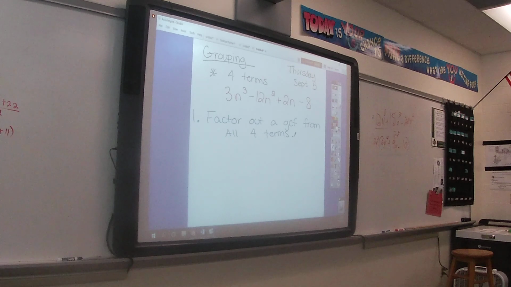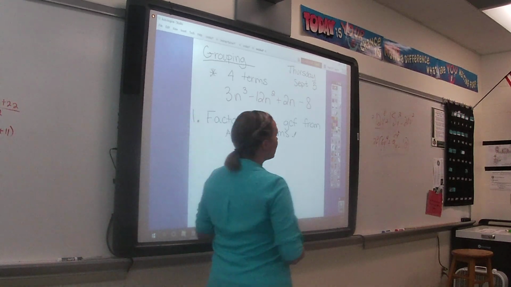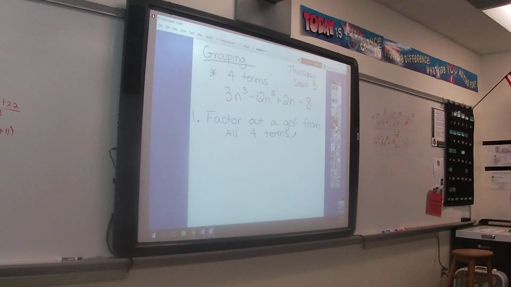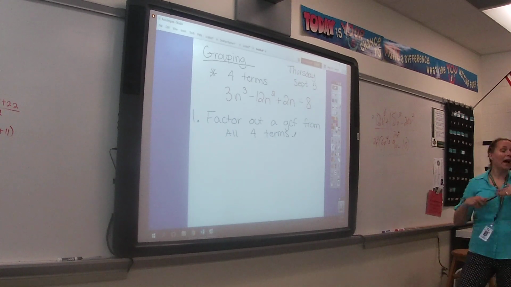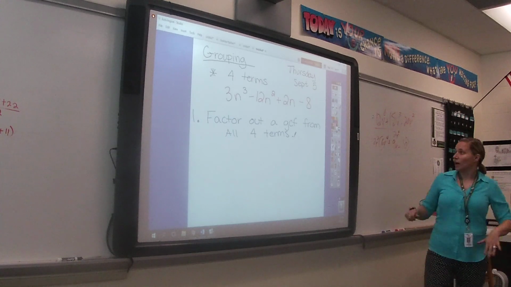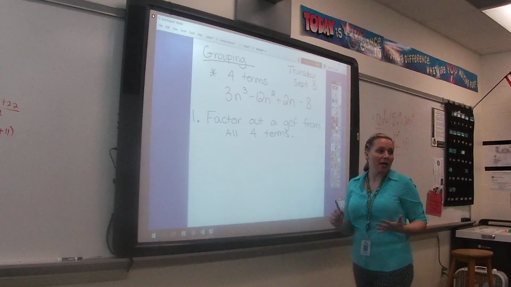It says to look at all 4 terms just like we were doing and see if there's a GCF. So can we think of a number that will go into 3, that will also go into 12, that will also go into 2, that will also go into 8? Just 1, right? Do they all have the variable? Nope, so we cannot factor out a GCF, there is not one. We just skip that step.